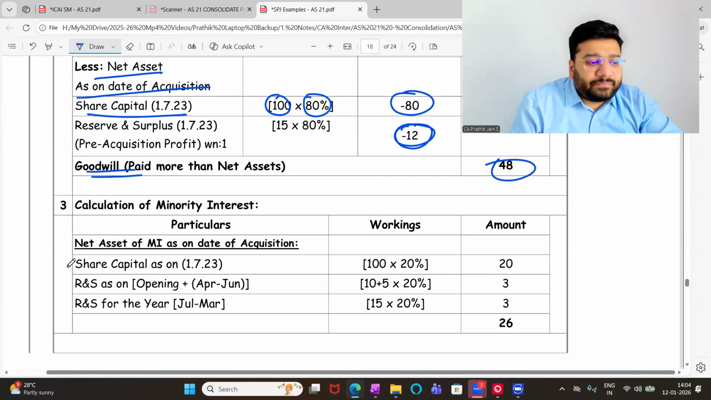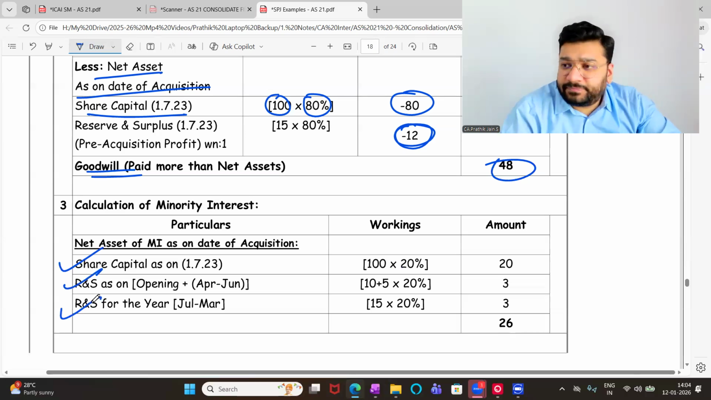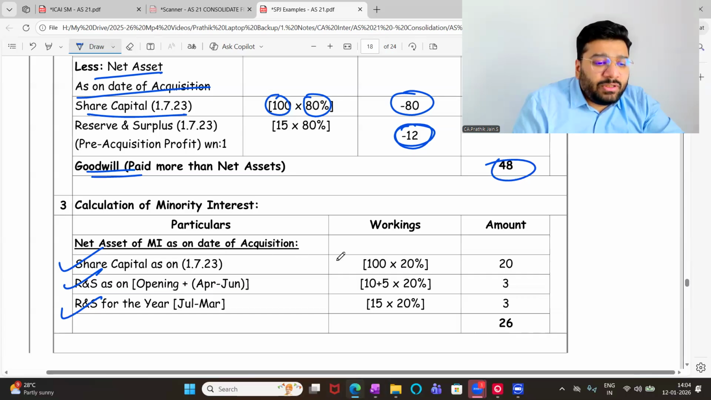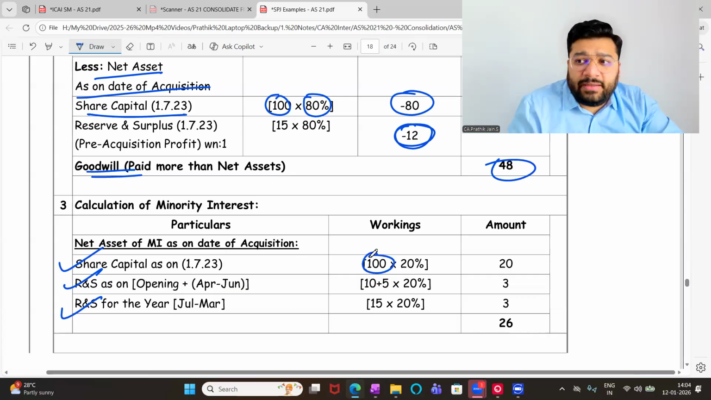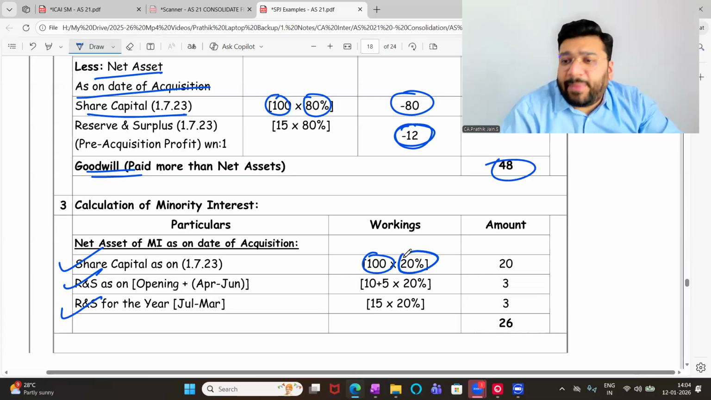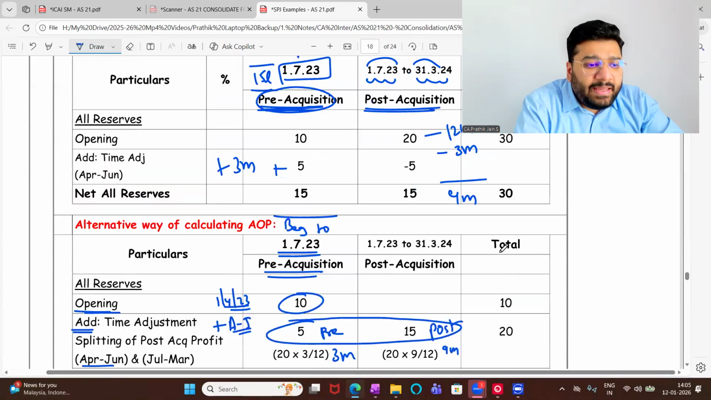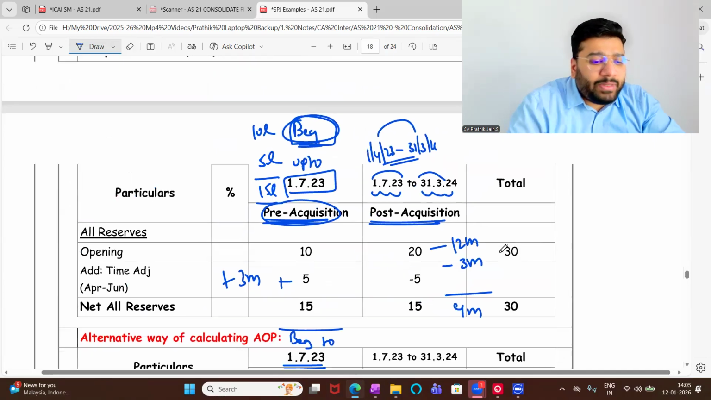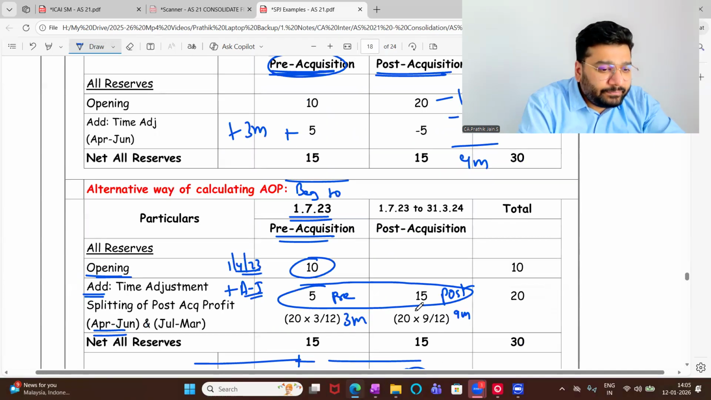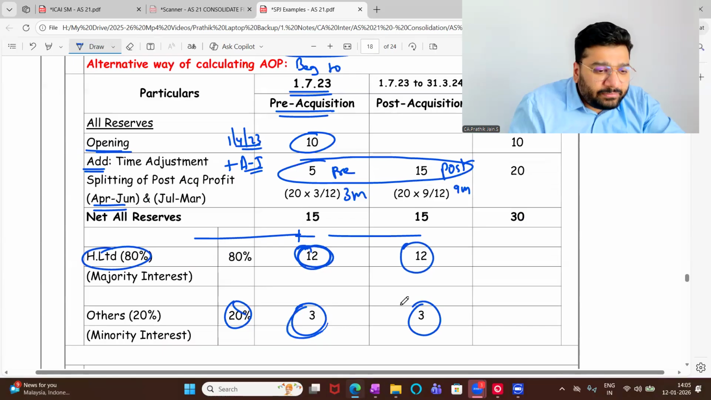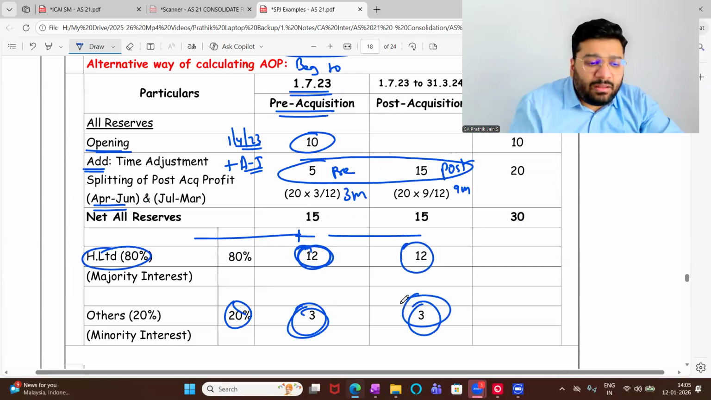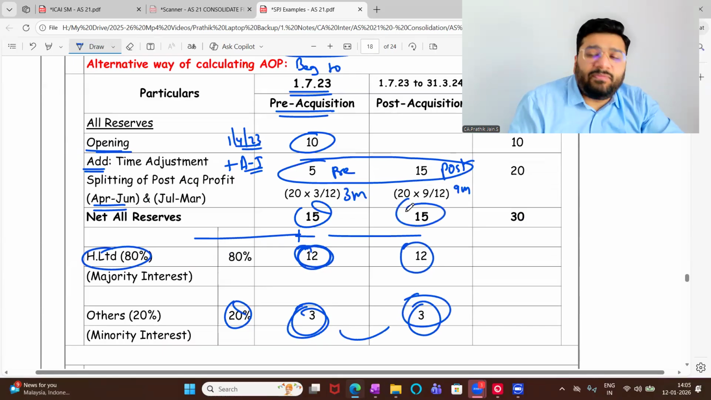Done? Next is minority interest. I want three data: share capital on the date of acquisition, pre-profit and post-profit. Share capital is how much? 100 lakh is the share capital of the subsidiary company. In that, 20% capital is held by minority. So 20 lakh is the capital of minority. Pre and post minority profit is coming from AOP. 3 lakh and 3 lakh. It is coincidence that both luckily came out to be the same.